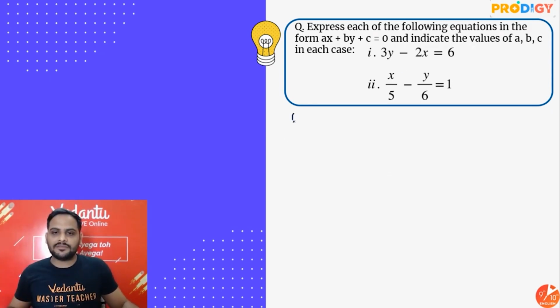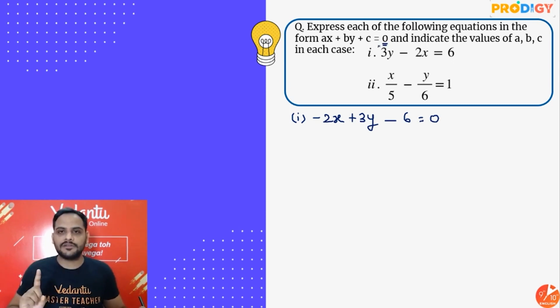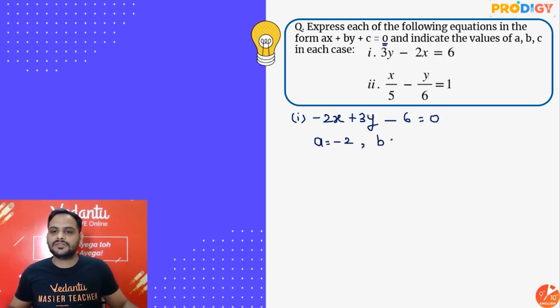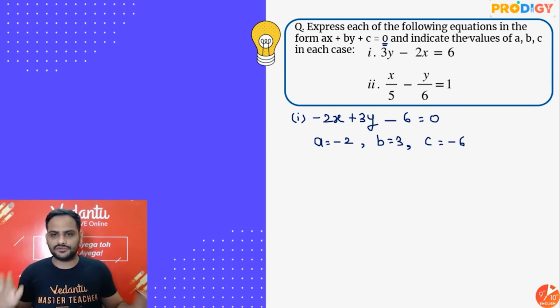Okay? For example, the first equation I will write as minus 2x plus 3y, with 6 shifted there, minus 6 equal to 0. The important thing is writing the equation in the form equal to 0. That is very important, so get all terms on one side. Now I can say a is equal to 2, b is equal to 3 and c is equal to minus 6. You might get the answer a 2, b minus 3, c 6 if you shift LHS to RHS. That's okay, no issue with it.